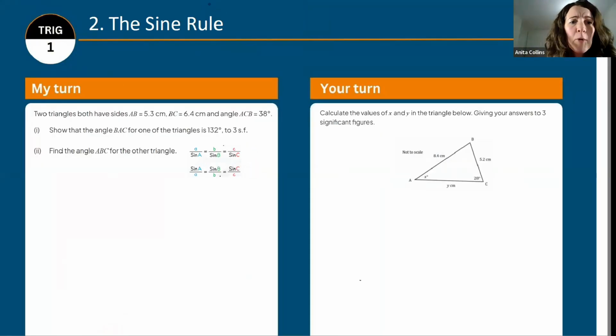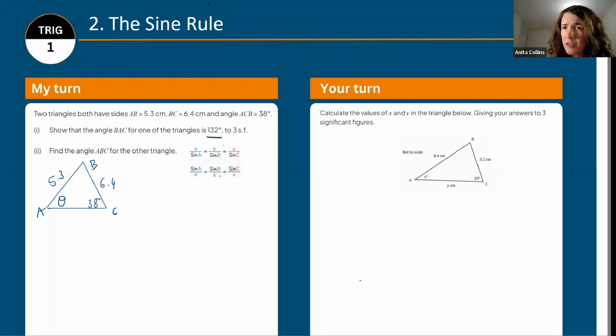Two triangles both have sides AB and BC, and angle ACB is 38 degrees. Show that the angle BAC for one of the triangles is 132 degrees. Okay, so I think I'm going to need a little sketch first. A, B, C. AB is 5.3, BC is 6.4, and ACB is 38 degrees. Show that the angle BAC, that's this angle here, is 132 degrees to three significant figures. I'm just going to put a box around three significant figures so I'll remember to come back to it.